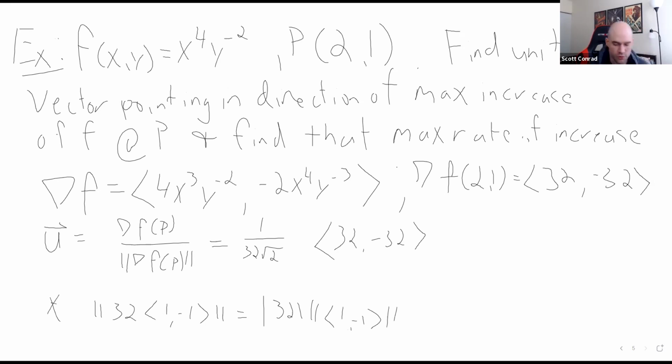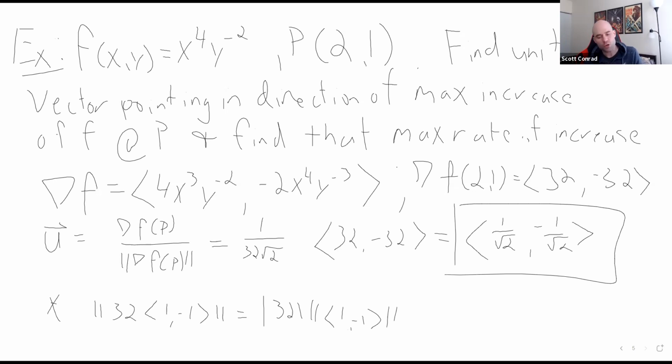This is a useful thing to remember. If you can pull out a common factor and then take the magnitude, it simplifies things a little bit. And so when we divide by 32 root 2, we just get (1 over root 2, negative 1 over root 2). Of course, if you did 1 over root 2048, you'd still be correct. That'd be a correct answer. But this is a simplified answer. So that's a unit vector pointing in the direction of max increase.